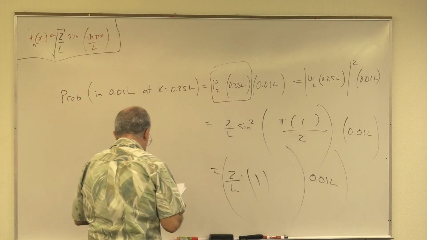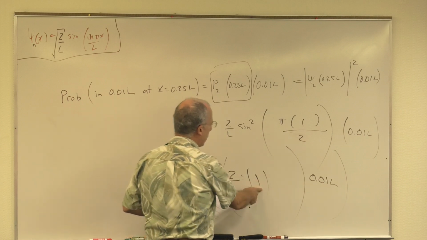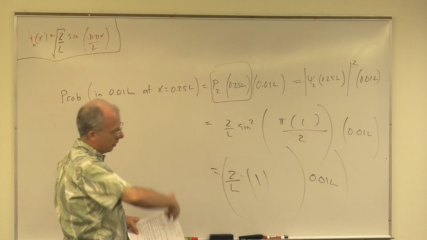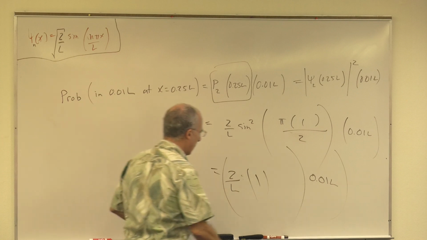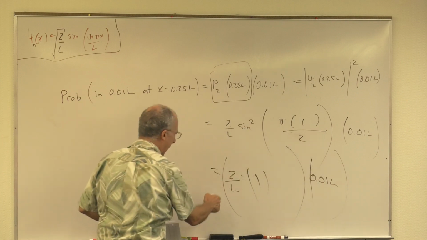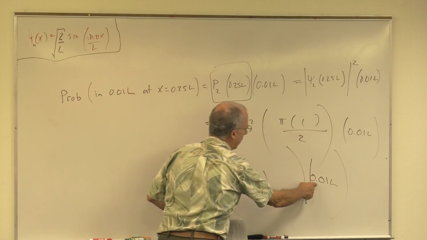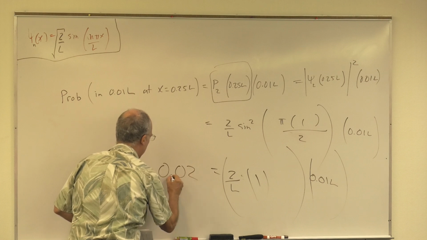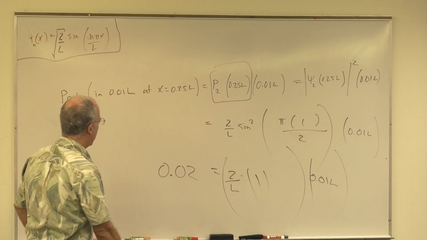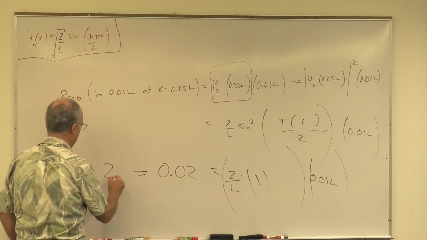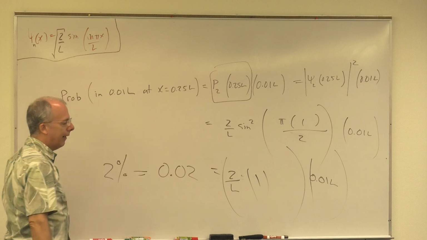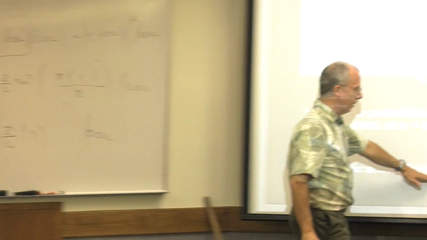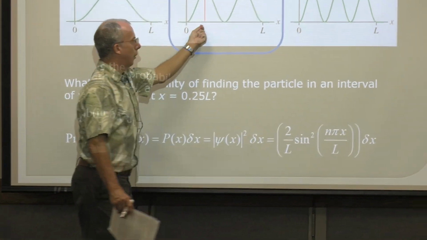And then we have a 2 over L times 1 times 0.01 L. So what happens to the L's? Goodbye. And then all we get is 2 times 0.01, which is 0.02. So that's the probability. And if you want to, you can say that's 2%. Okay? So that's how you do it. That's using this equation from last time. We have a really, really narrow interval.